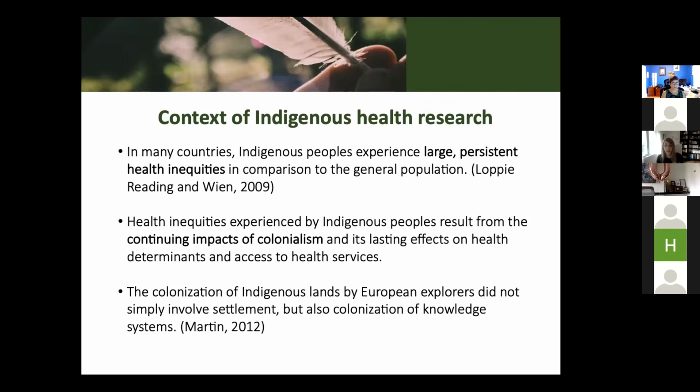So the continuing impacts of colonialism and its lasting effect on health determinants and access to health services. But what is important to know is that colonialism or colonization not only involved settlement, but also colonization of knowledge systems. So with the assertion of sovereignty over Indigenous land, there was also an assertion of the superiority of Western knowledge systems, which have been presented as the only valid frame to produce knowledge.